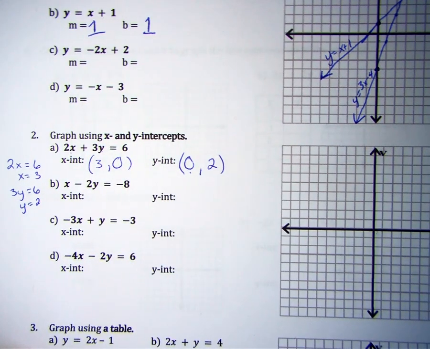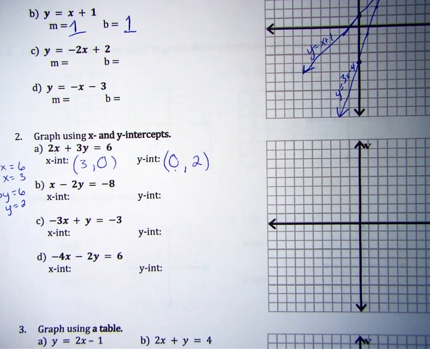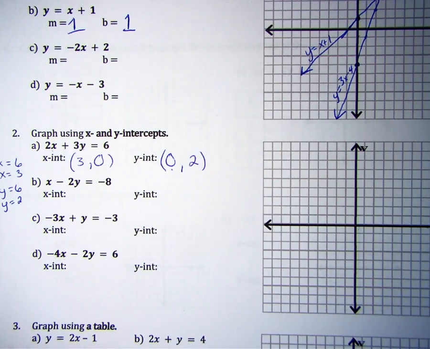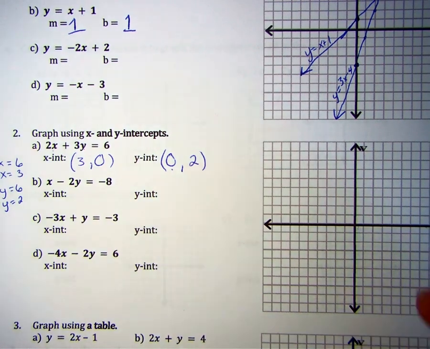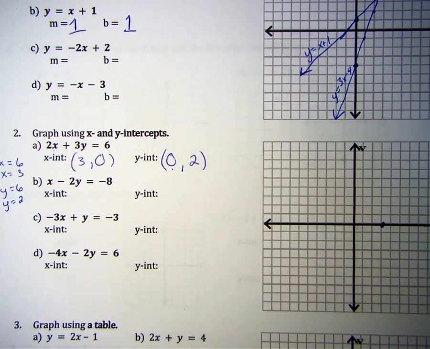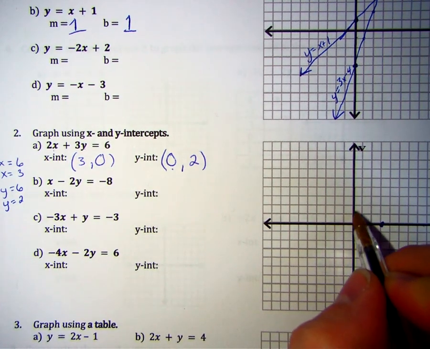Now we've talked a good bit about how you only need two ordered pairs to be able to graph a straight line. We now have two ordered pairs. Our x-intercept, 3, 0, and our y-intercept, 0, 2.